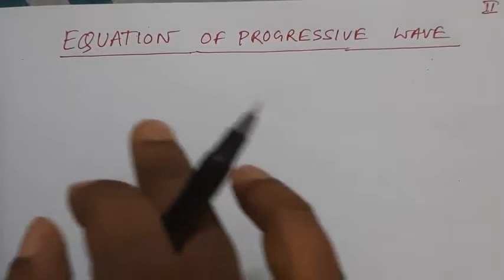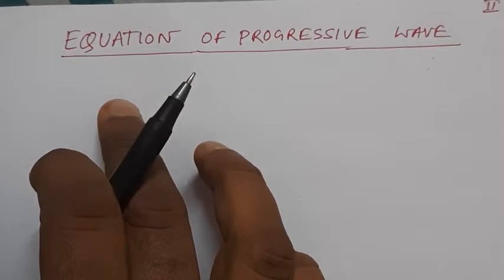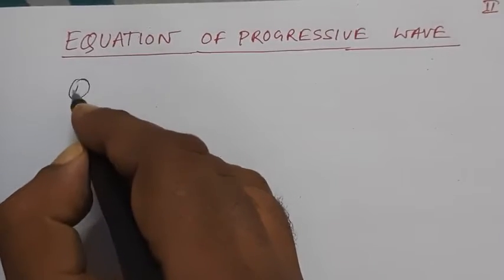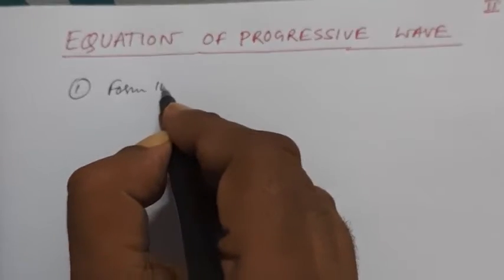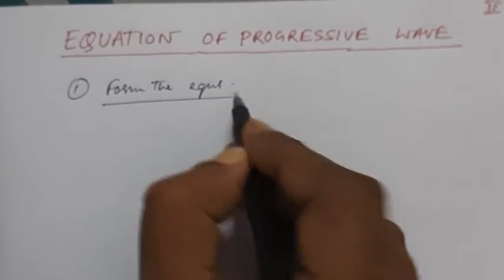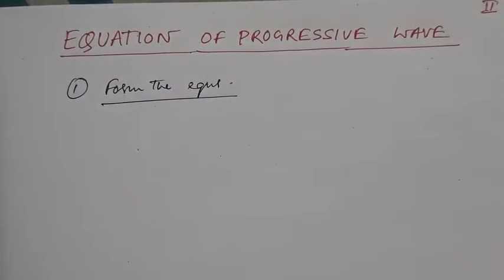evaluated. So the first thing we are going to do is to form the equations. For that we first have to understand what a progressive wave is. I have already discussed the progressive wave in the previous video. A wave which propagates through a medium in a fixed direction is called a progressive wave in one dimension. That means progressive means it is progressing, moving forward, or propagating in a particular direction.